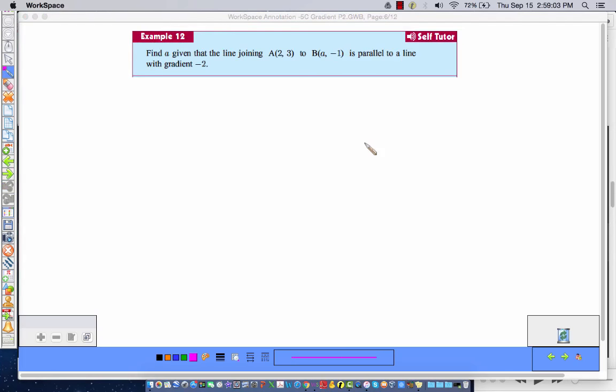Two more examples and I'll shut up. Find a, given that the line joining A to B is parallel to a line with gradient -2. Well, we're going to start with our formula for gradient, which is y2 minus y1 over x2 minus x1. If the lines are parallel, then their slopes are the same. So we need the line going through points A and B to have a slope or gradient of -2. Since m represents slope or gradient, I'm replacing m with -2.